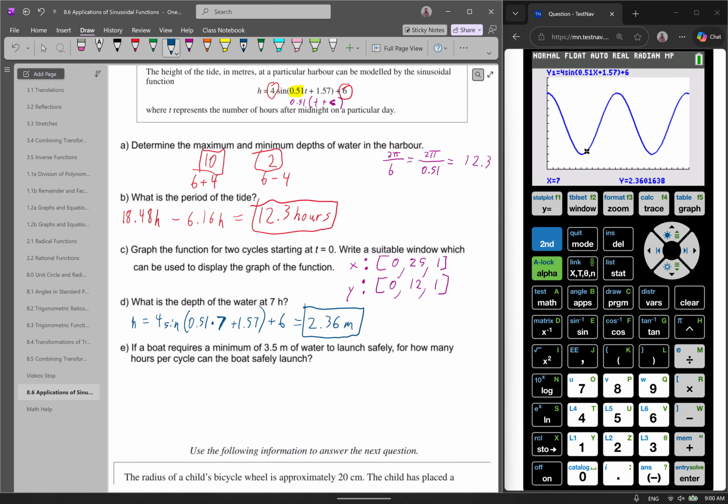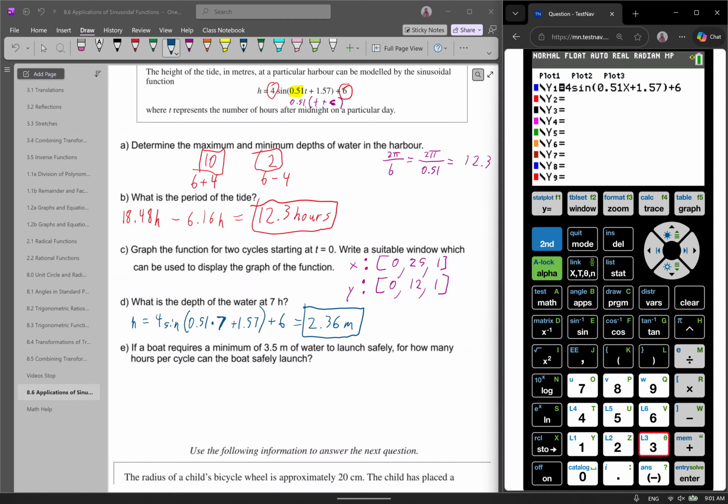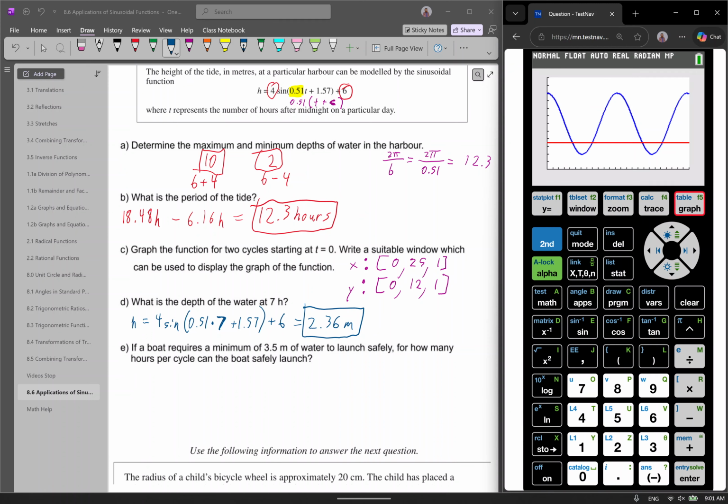Okay, and so if we're asking the boat to have a minimum of 3.5 meters of water in order to launch safely, all we do is we put that in for our y2. And we consider how many hours per cycle the boat can launch safely. So there's multiple ways to do this, but if we take this value minus this value, that's for one whole cycle between the troughs, between the valleys or the bottoms, the minimums. So the two parts where it gets above that.